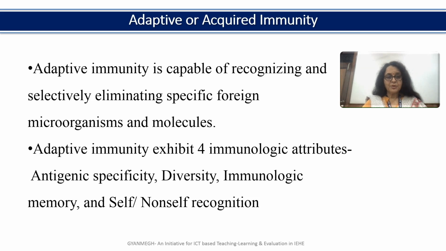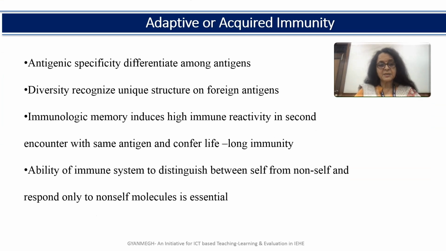Adaptive or acquired immunity is capable of recognizing and selectively eliminating specific foreign microorganisms and molecules. It exhibits four immunologic attributes: antigenic specificity, diversity, immunologic memory, and self and non-self recognition. Antigenic specificity differentiates among antigens. Diversity recognizes unique structures on foreign antigens. Immunologic memory induces high immune reactivity in a second encounter with the same antigen and confers lifelong immunity. The ability of the immune system to distinguish self from non-self and respond only to non-self molecules is very essential.